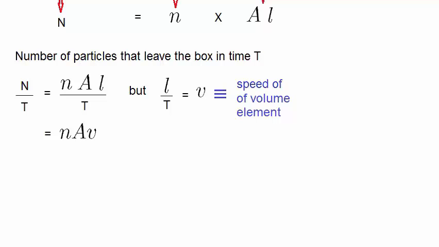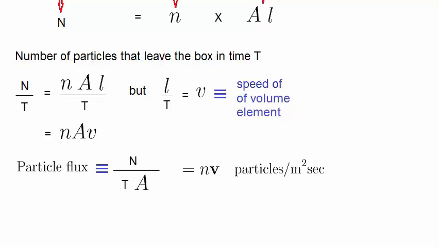Now, particle flux is the rate of particles exiting the box per unit area. So we divide the above expression by A. So it simplifies to n times v. The units are particles per unit area per unit time. Mass flux is obtained by multiplying particle flux by the mass m of each particle. So m times n is nothing more than the mass density of the fluid, and so mass flux is given by rho times v. The units are kilograms per meter squared per second.